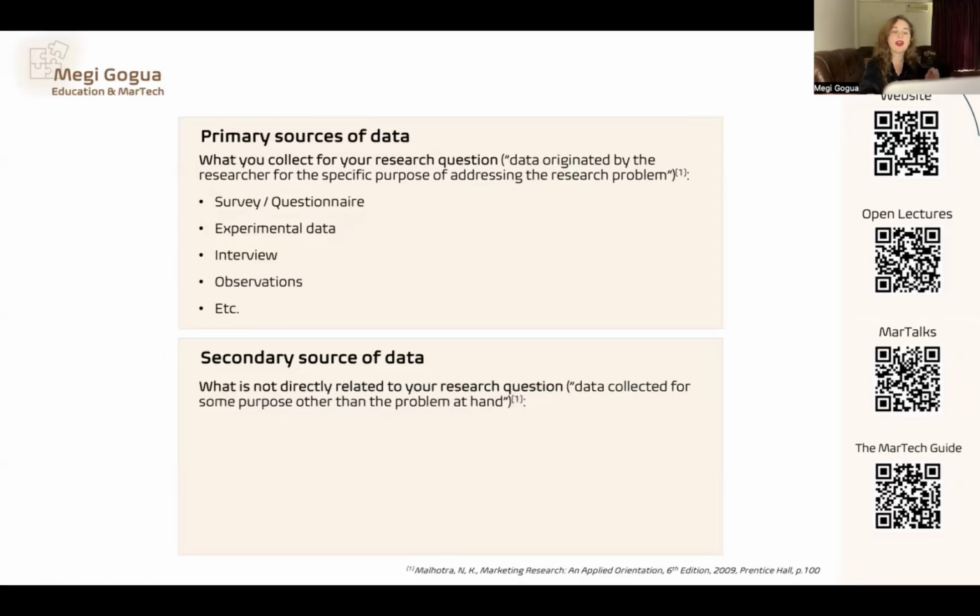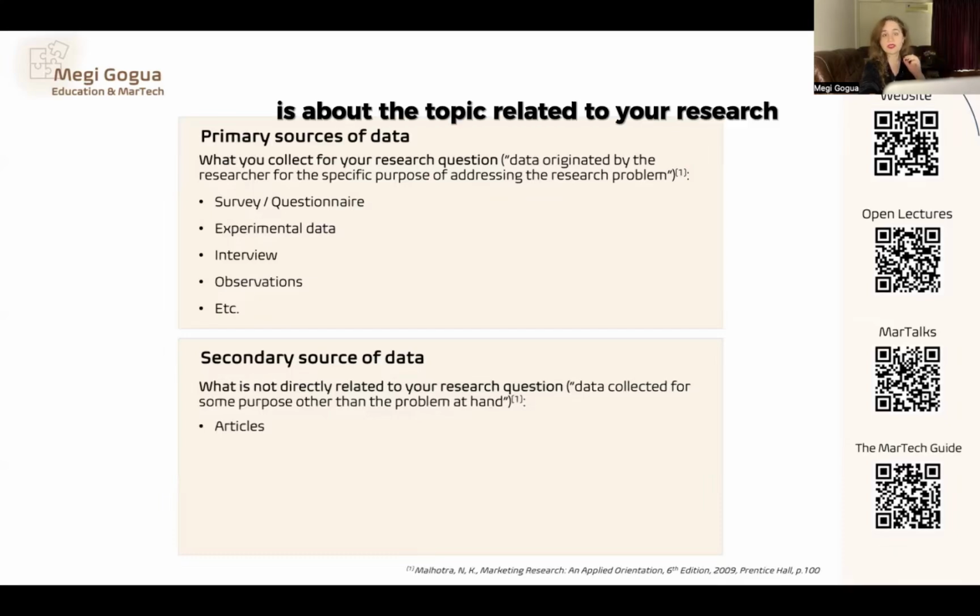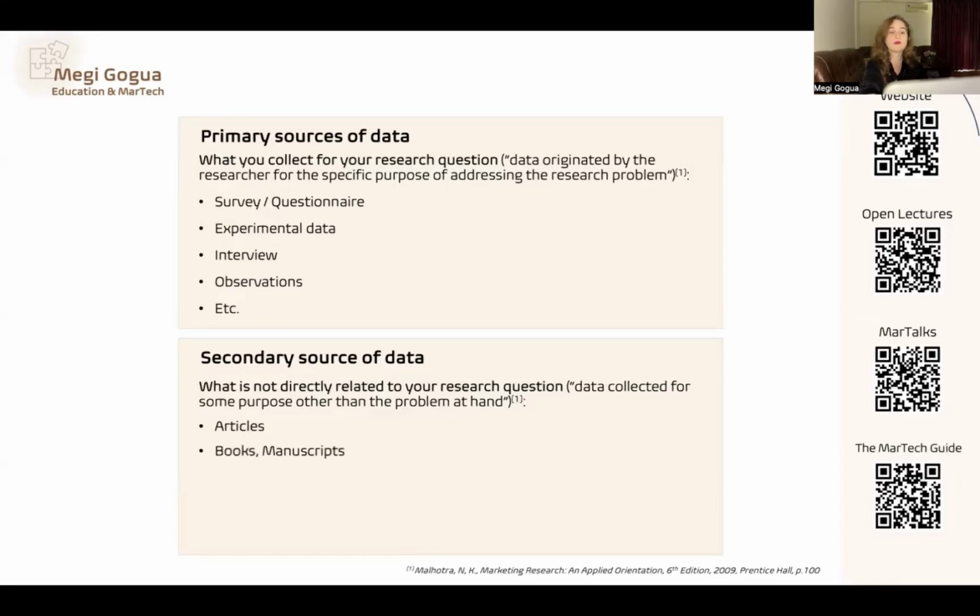Secondary sources of data are the ones which are not directly related to your research question. As the quote says, data collected for some purposes other than the problem at hand. This includes articles: any article about the topic that you research, but not written specifically to answer your question, so it's not something that you personally created. Books and manuscripts: for example, a chapter dedicated to the term that you focus your research question on, but it doesn't answer the particular research question that you have. News.